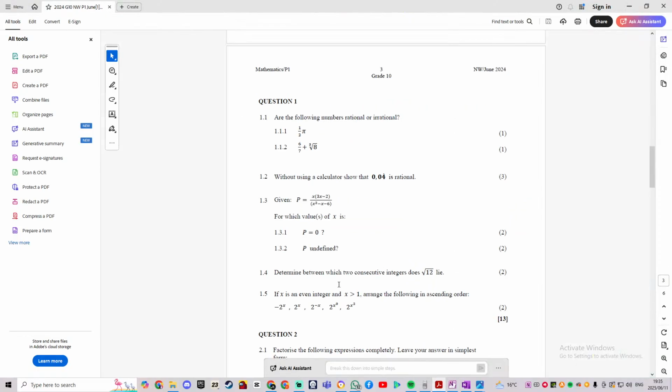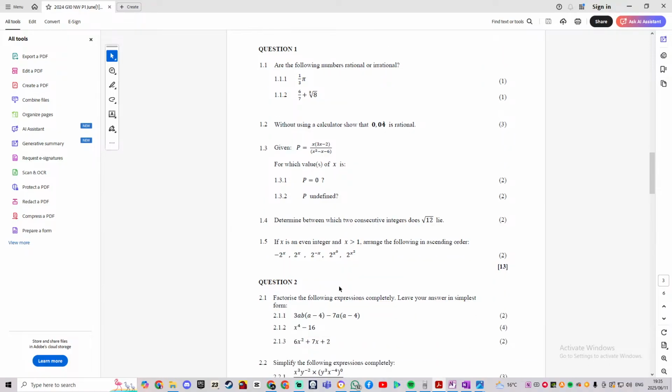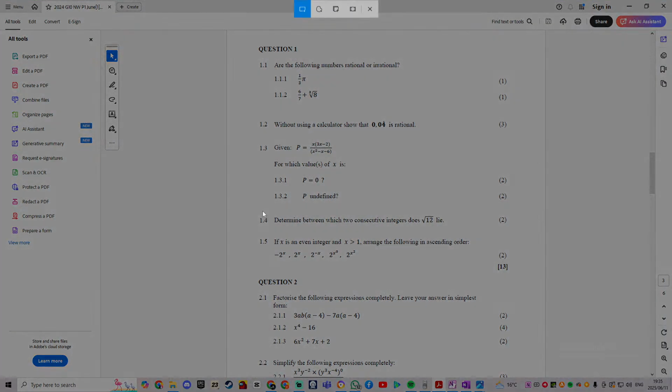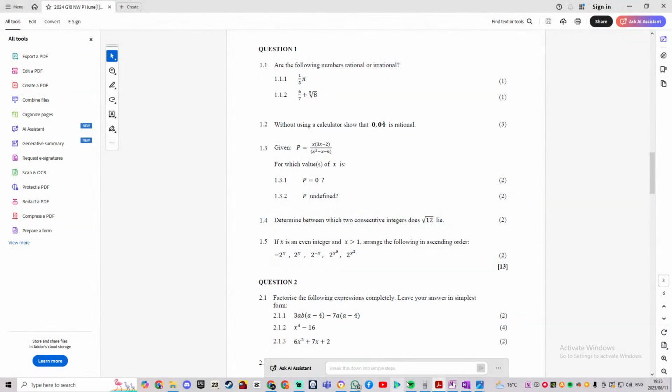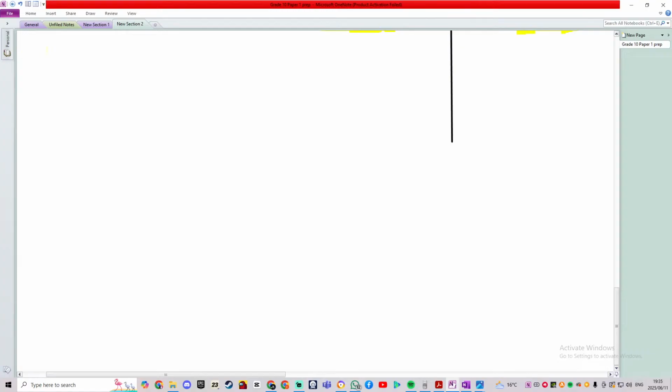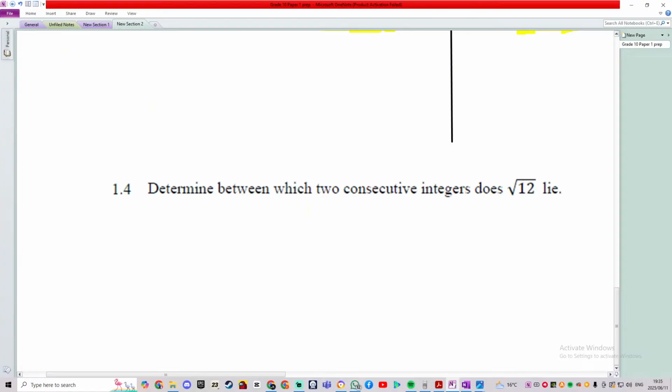Let's check the next question. This one is going to be quick. Very simple. Determine between which two consecutive integers... this is very important, sorry. Consecutive means two numbers that follow each other. But between which two? So, square root of 12, between which two integers does this lie?